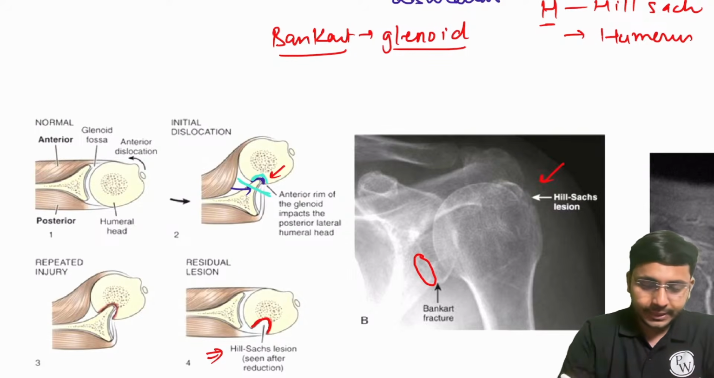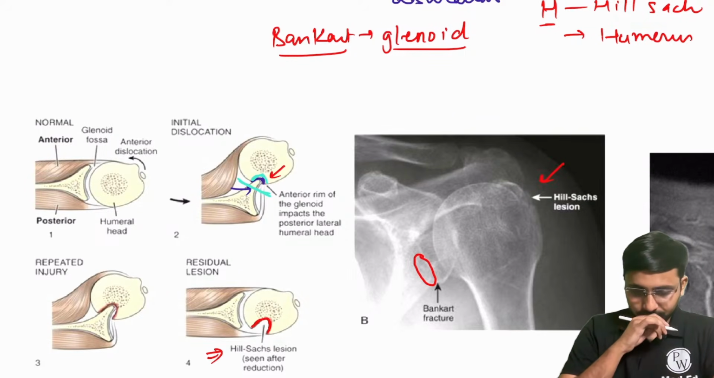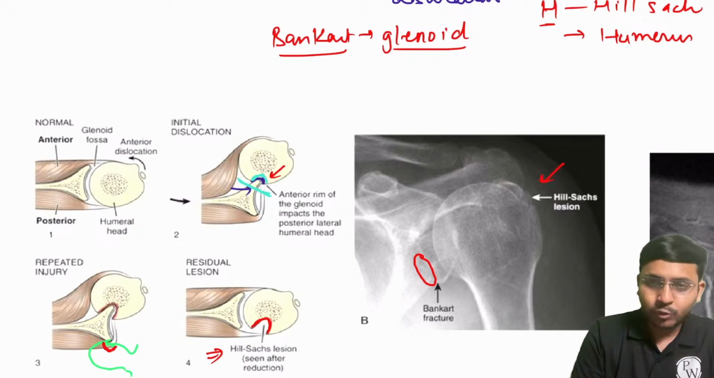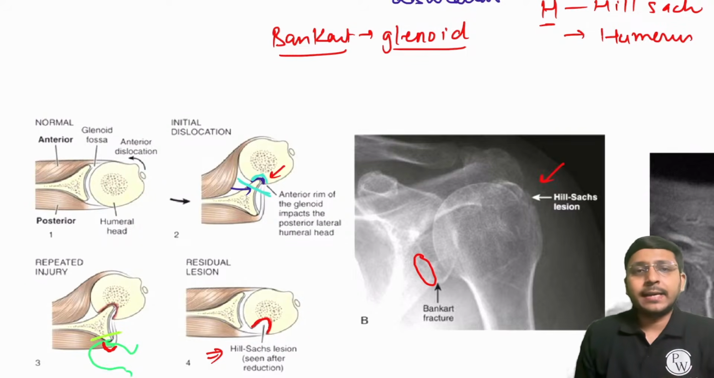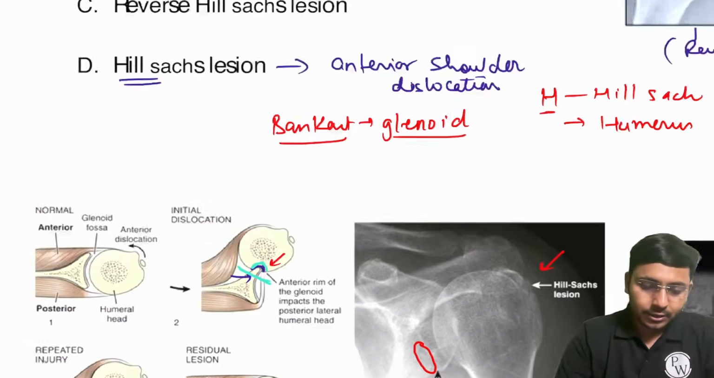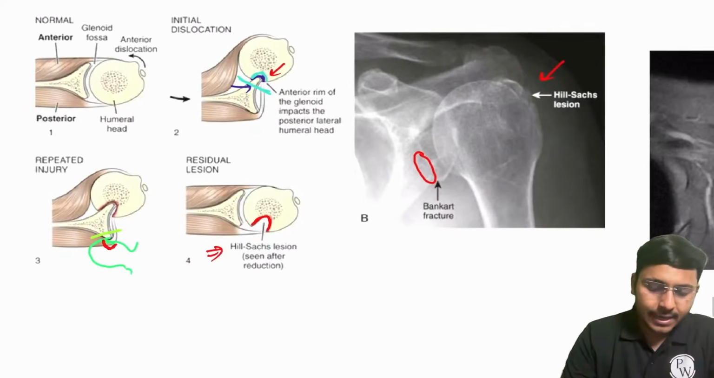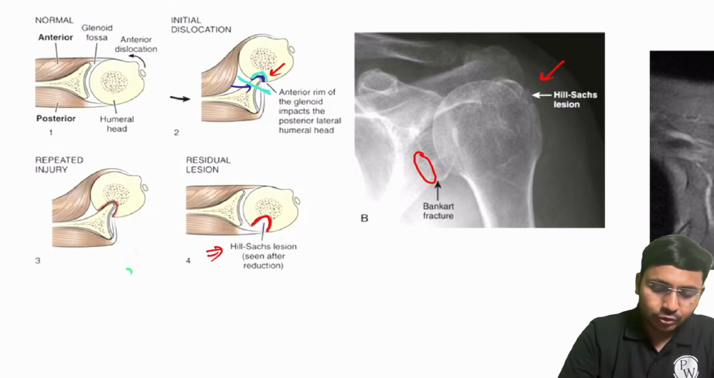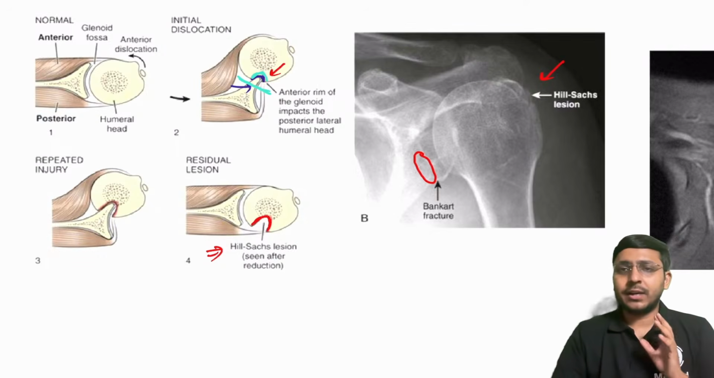But if there is a posterior dislocation, the humerus will be here. So the reverse Hill-Sachs will be on the anterior aspect of the humerus, and the Bankart will be on the posterior aspect of the glenoid there. Right? So this is reverse bony Bankart and reverse Hill-Sachs seen in posterior dislocation. Posterior dislocation is not so common, so the question doesn't come.